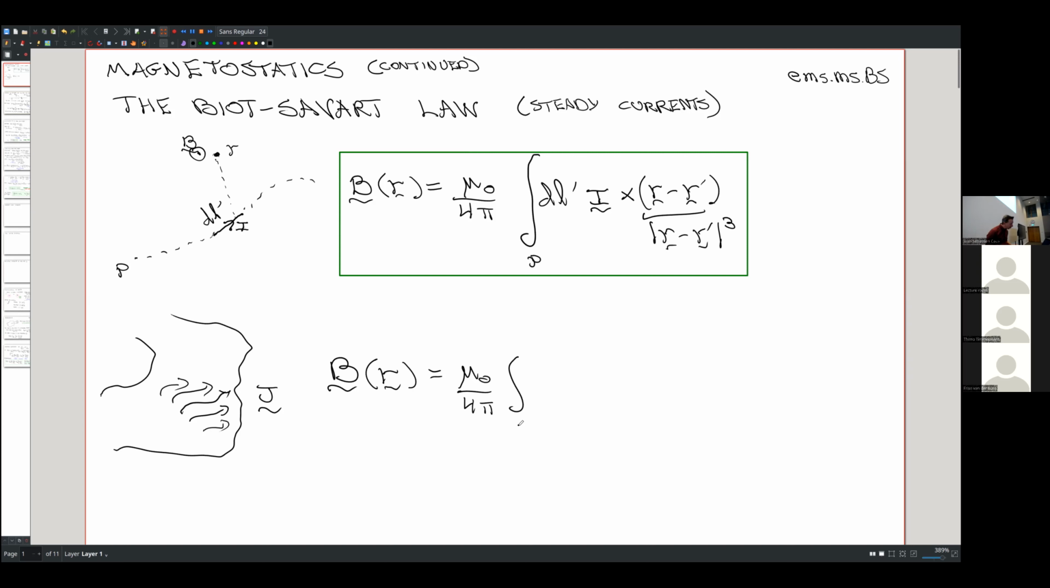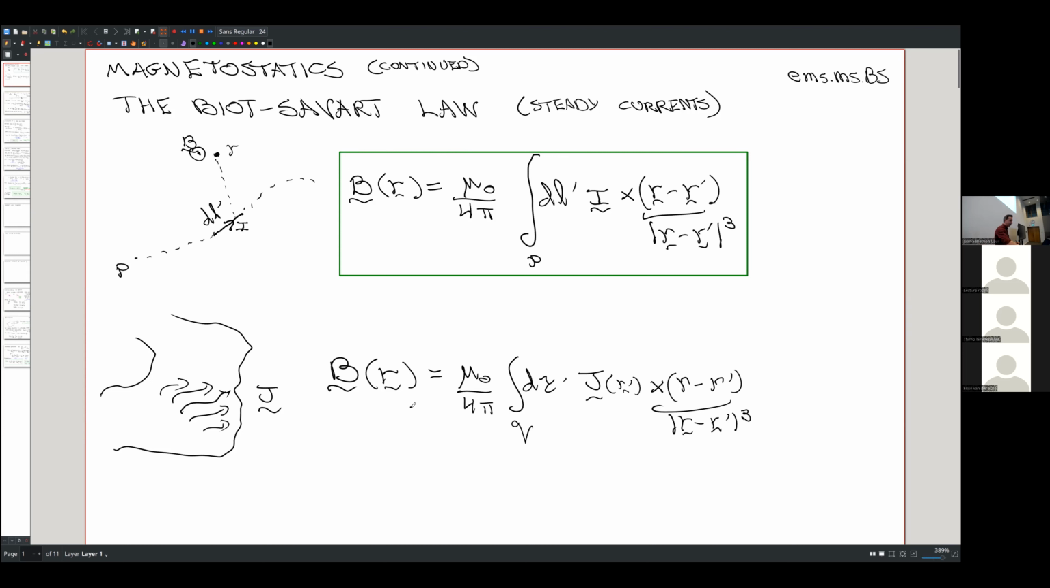Now I'm going to do the integral over the whole volume. But now instead of just I here, I will put the full current density, evaluated at r prime, and then it's the same spatial factor as we have above: r minus r prime divided by the magnitude of r minus r prime.